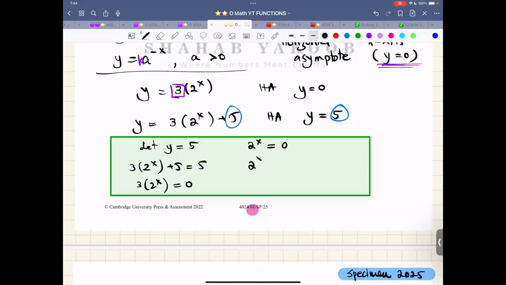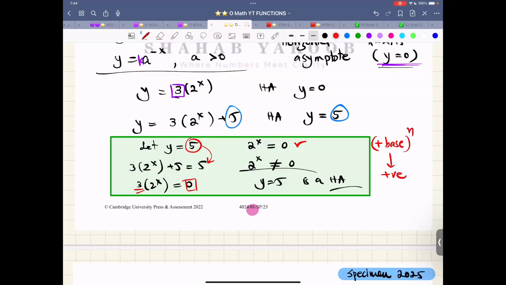Therefore, 2 raised to any power can never be 0. Therefore, y is equal to 5 is a horizontal asymptote. So how did I prove it? I plugged in 5 over here. This becomes 0. Dividing by 3, 0 divided by 3 is 0. So therefore, 2 raised to the power of x can never be 0. A positive base raised to any power can only be positive. It cannot be 0. It cannot be negative. Keep that in mind.